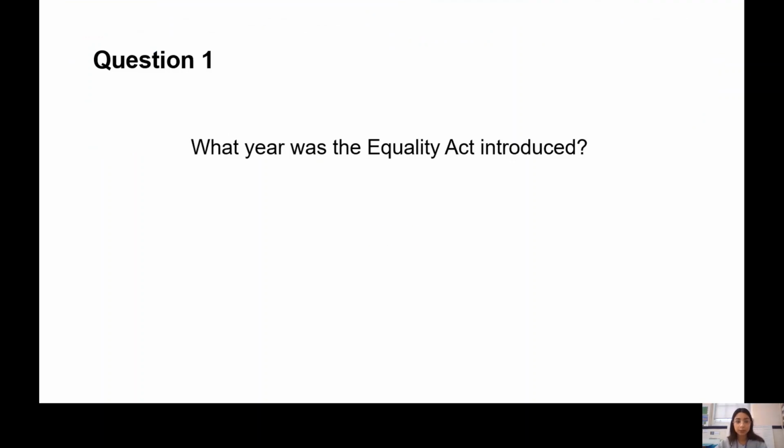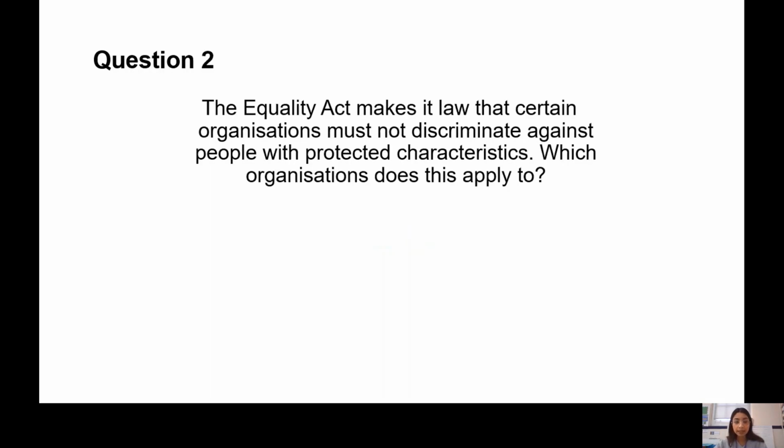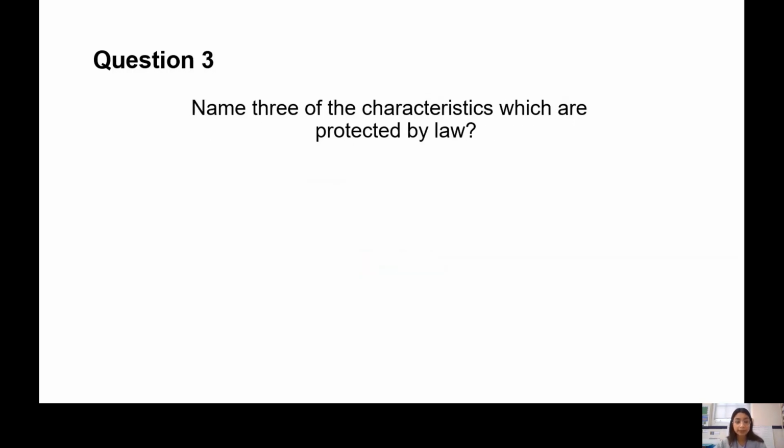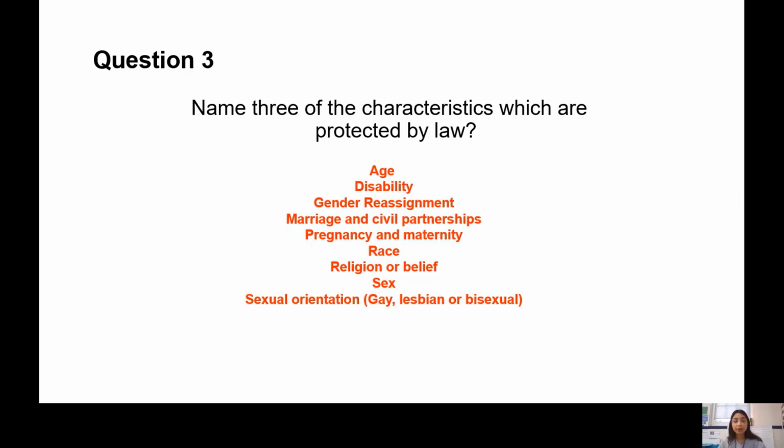Okay, so the answer for question 1 was 2010, and that is when the Equality Act was passed. Question 2, the Equality Act makes it law that certain organisations must not discriminate against people with protected characteristics. Which organisations does this apply to? And it's D, all organisations must follow the Equality Act. Number 3, name 3 of the characteristics which are protected by law. So we've got a range: age, disability, gender, marriage and civil partnerships, pregnancy and maternity, race, religion or belief, sex or sexual orientation. So any of the 3 here, and if you haven't managed to get 3, that's absolutely fine, just write them in now.